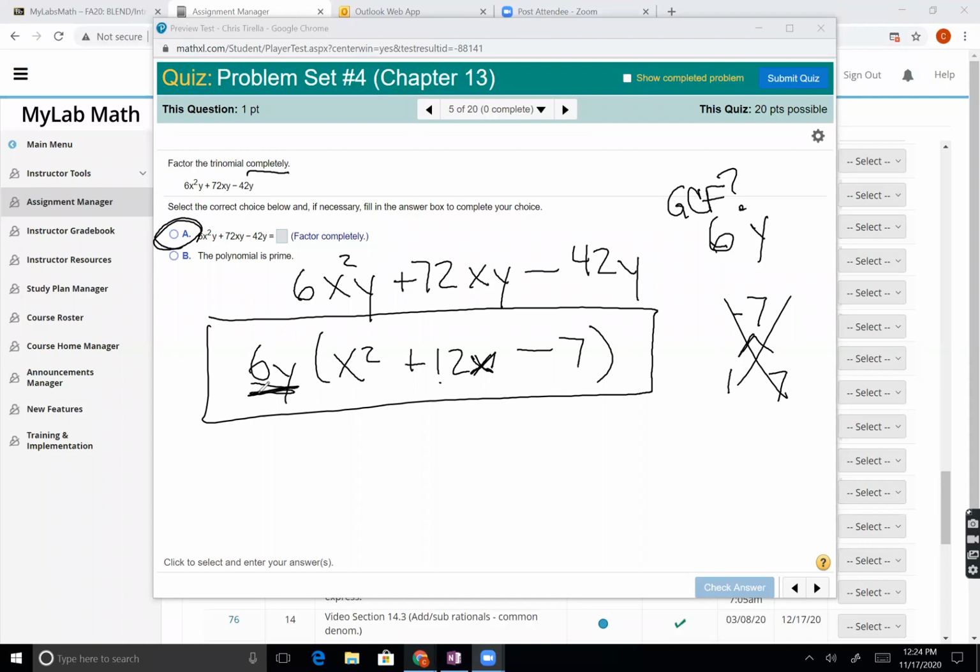So that's the final answer, the 6y times the x squared plus 12x minus 7. Because again, when we write our factors, we've got to make sure that everything we write, if I took the time to multiply it back, would take me back to the beginning problem.